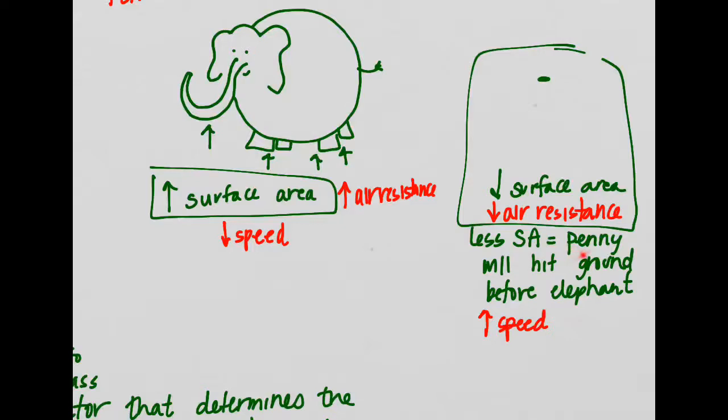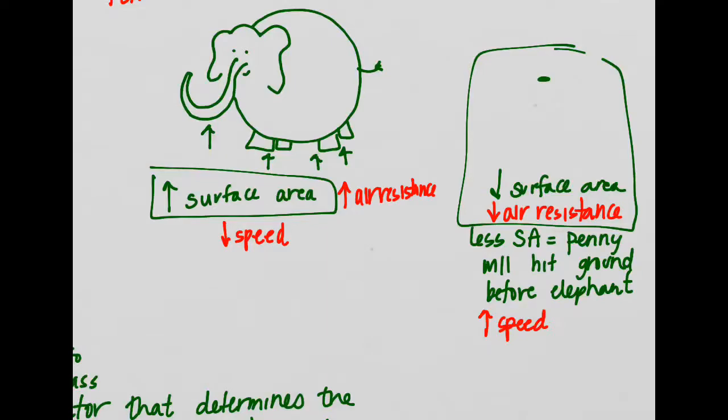Because there's less surface area, if these two things were dropped from a plane at the same time, the penny would hit the ground first. It would hit the ground before the elephant because it has a higher speed. The reason it has a higher speed is lower surface area, lower air resistance. You can think of air resistance as the opposite. It's like slowing down. It's like putting brakes on something that's falling.